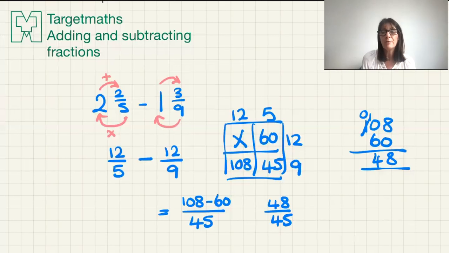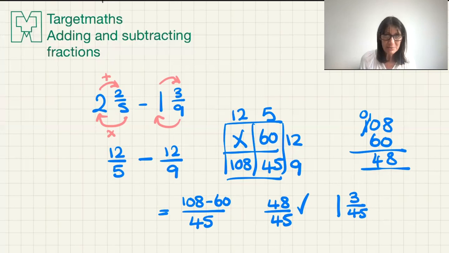As I said before, that is the answer, and you leave it. Don't create more work unless you have to, and you only have to if they say leave your answer as a mixed number. If they do, then I'm going to say, how many 45s can I get into 48? Well, that's nice and easy. I can get 1. 45, 46, 47, 48. I've got 3 left over. So 3 left over the 45. Okay. And that is your final answer.